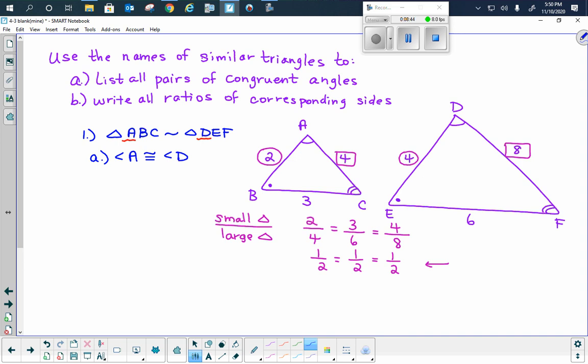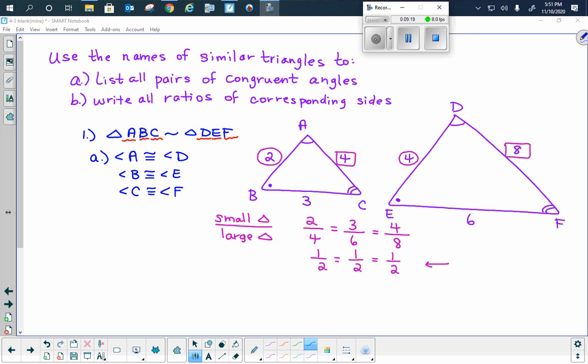And likewise, you can just kind of keep following the pattern. And so now the middle letter is going to go with the middle letter, which is going to tell you that angle B is congruent to angle E. And last but not least, the last letter, the C, goes with the last letter of F. And therefore, angle C is congruent to angle F. Okay, so that's the short way of doing part A, which said list all the pairs of the congruent angles, okay, without having to draw the picture.